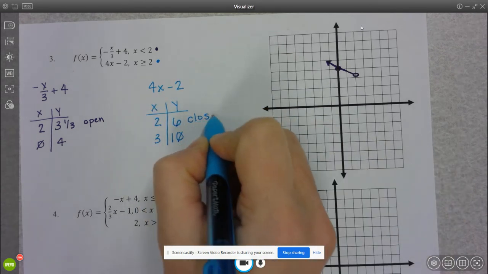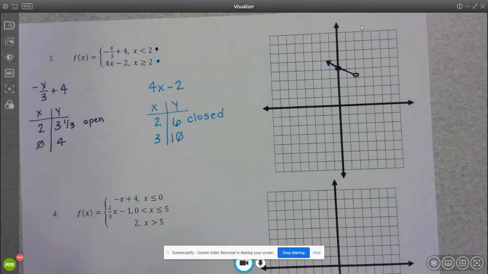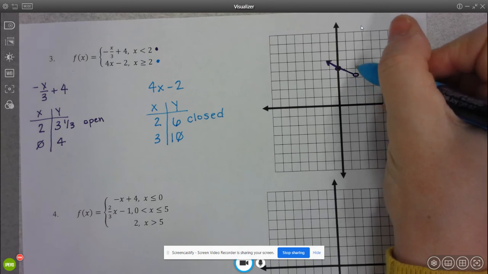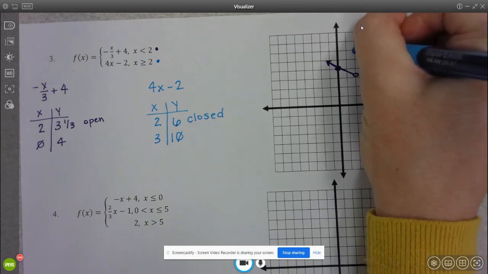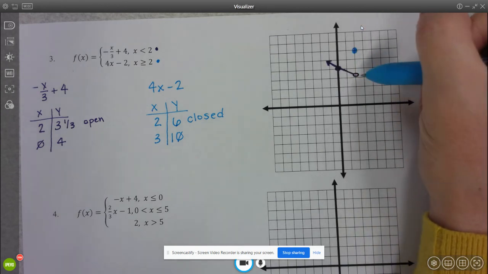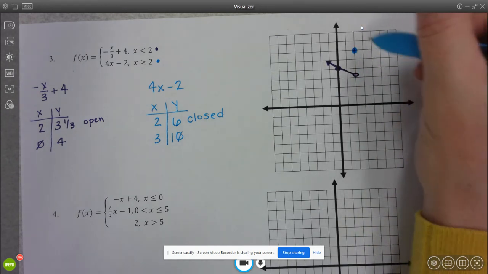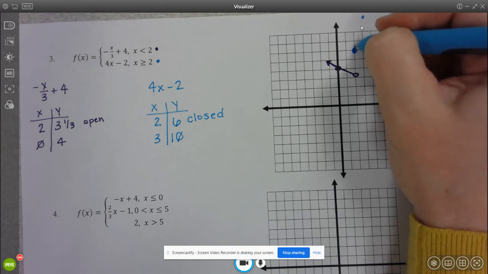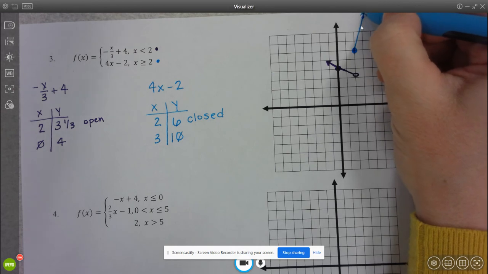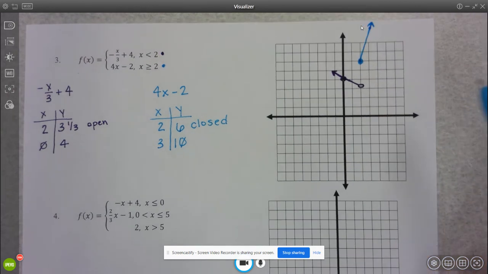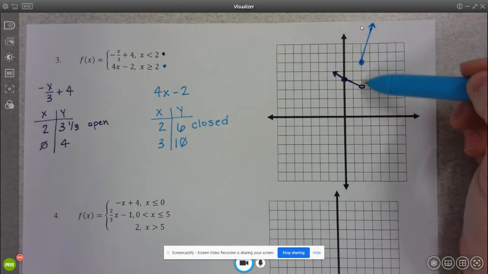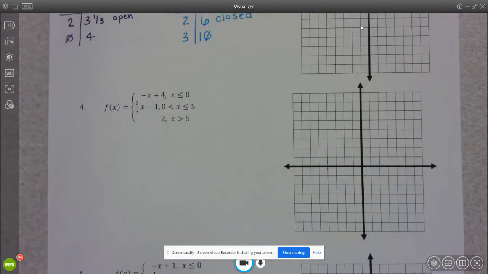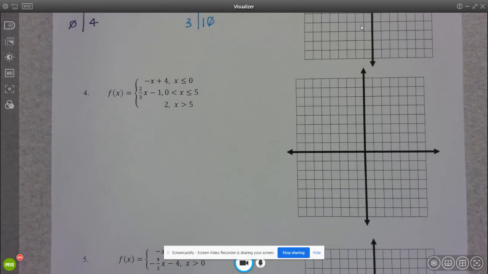This will be closed because I have an equal to. So 2, 1, 2, 3, 4, 5, 6. This is going to be closed. So automatically I know I have a discontinuous graph. And then 6, 7, 8, let's call 10 up here. And there we go. So it's discontinuous, but this is still a function because I have open and closed on the same x value.